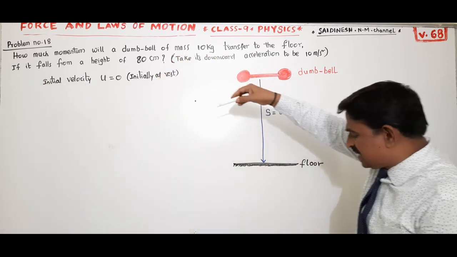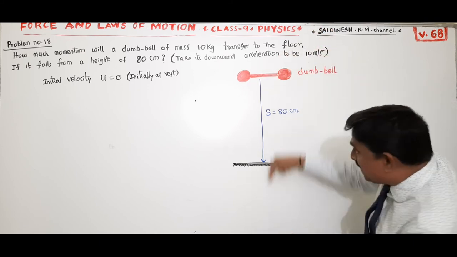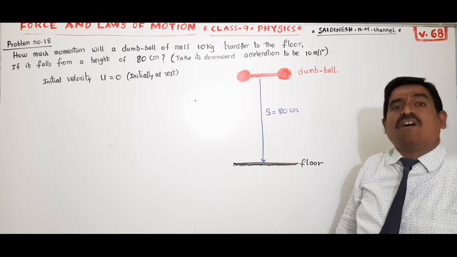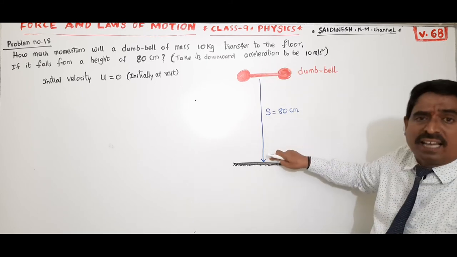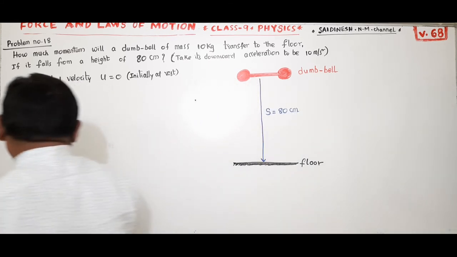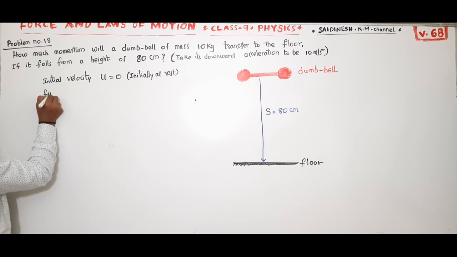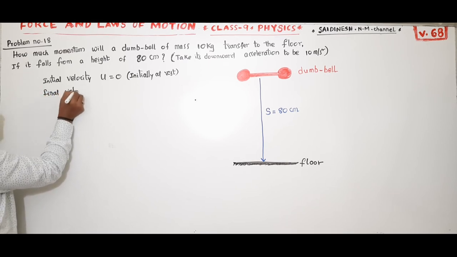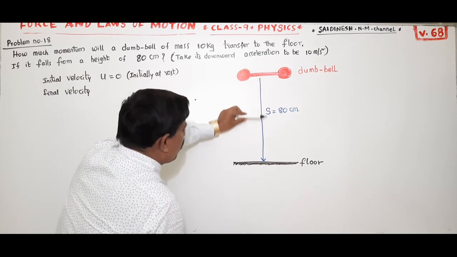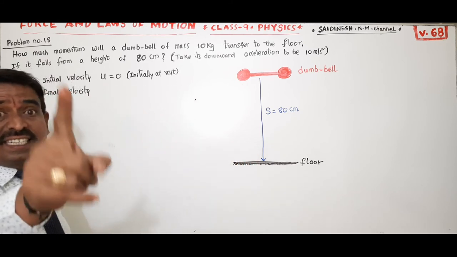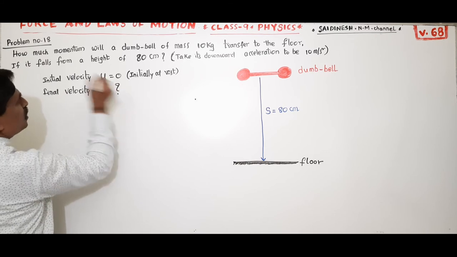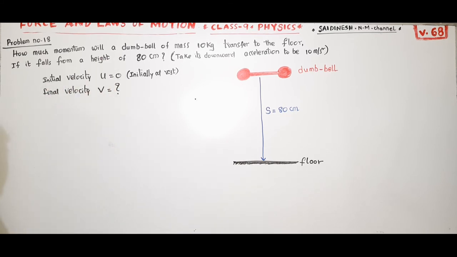Now, if the dumbbell is left free, it falls down. As the dumbbell is coming down, its velocity goes on increasing. When it touches the ground, what is its final velocity? Before touching the ground, it has some velocity. That velocity we are calling the final velocity. Final velocity v is equal to question mark. We have to find the final velocity.